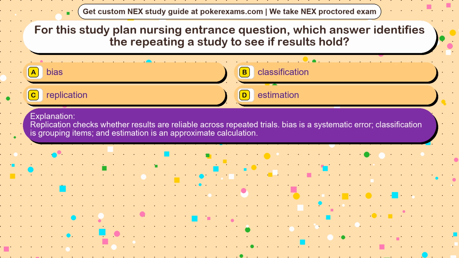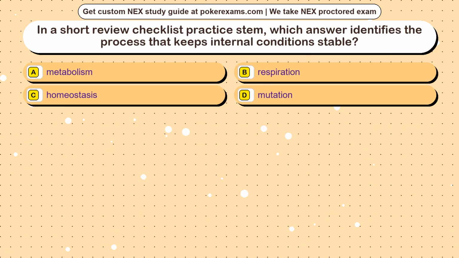Replication checks whether results are reliable across repeated trials. Bias is a systematic error, classification is grouping items, and estimation is an approximate calculation. Question 14. In a short review checklist practice STEM, which answer identifies the process that keeps internal conditions stable? Option A, metabolism. Option B, respiration. Option C, homeostasis. Option D, mutation.